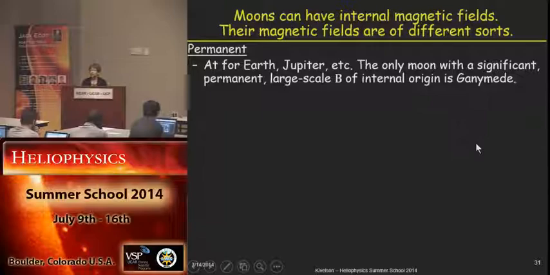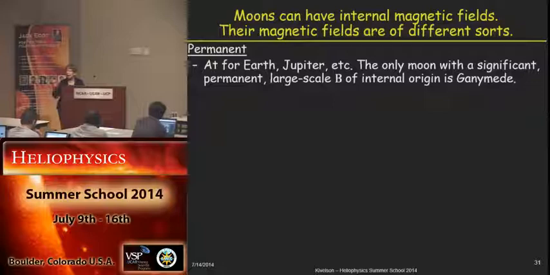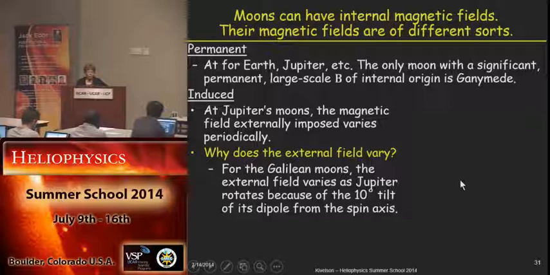They are generated by the kinds of dynamos that Sabine Stanley talked about. And the only moon with a significant permanent large-scale magnetic field of internal origin is Ganymede. There are a lot of adjectives there. That's because, for example, our moon has very highly concentrated magnetic regions on the surface, but they're local, they're not global. So now there's also the issue of induced magnetic fields.